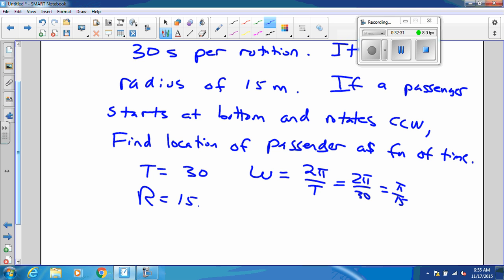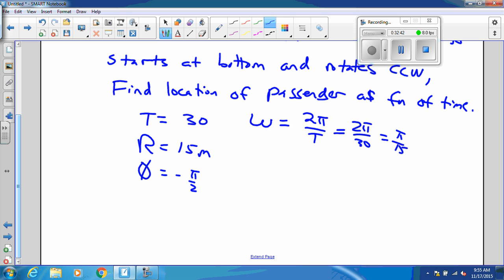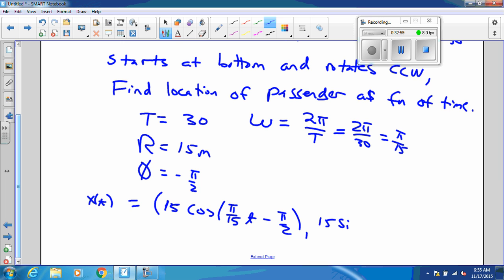The radius is given, 15 meters, and we're starting at the bottom, so our initial angle is negative pi over 2. And therefore I can write that the position x of t is going to be radius times cosine of omega t plus b, comma, radius sine of omega t plus b. And that's it. I'm done.